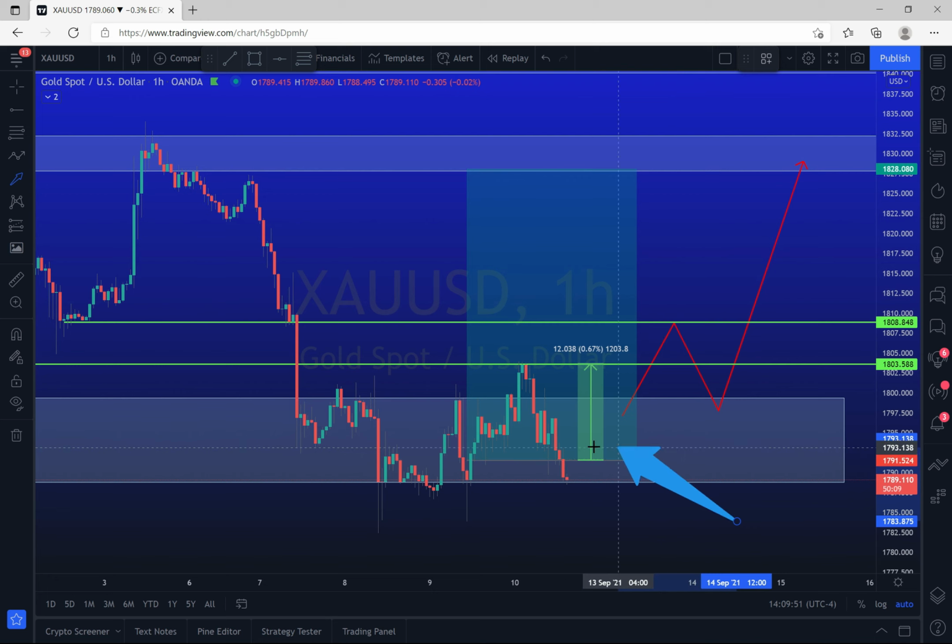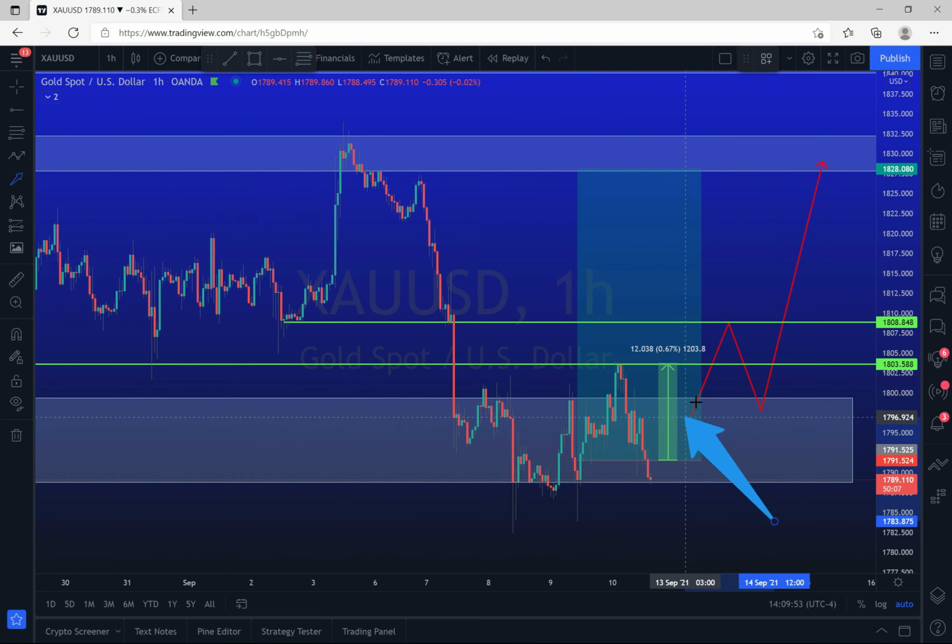So as of right now, we still remain bullish on gold. But once again, we're going to go over this analysis at another time.